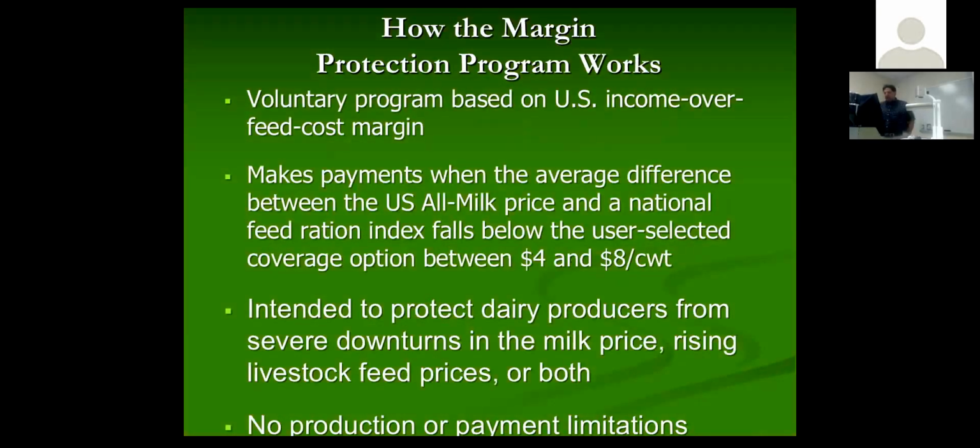So a review: the protection program is a voluntary program, income over marginal feed cost, and that margin is between $4 and $8. If we get into that level, then it starts to make payments like an insurance payment. It's the difference between the all U.S. milk price and the national feed ration index, when it falls below that $4 to $8. It protects dairy producers from severe downturns in milk price or rising feed prices, or both. There are no production payment limits with it.